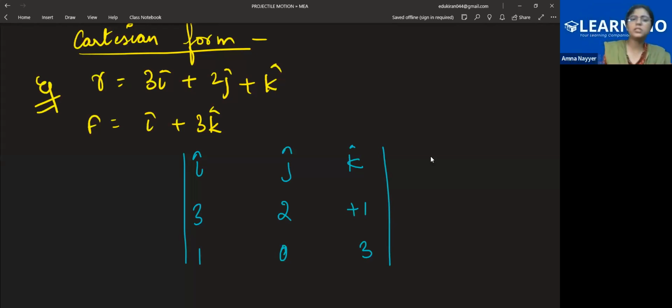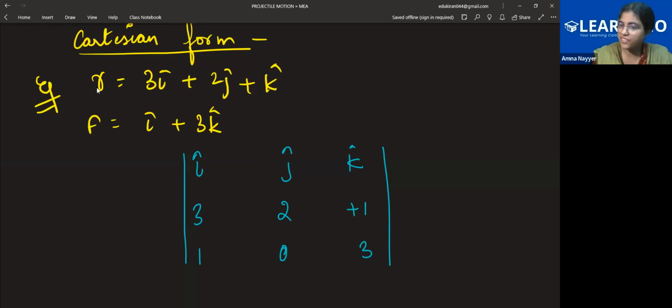If this was a dot product question, I would have multiplied 3 into 1 plus 2 into 3 plus 1 into 0. But in the cross product, we cannot directly multiply them. So what we have to do is take their coefficients and write them down.